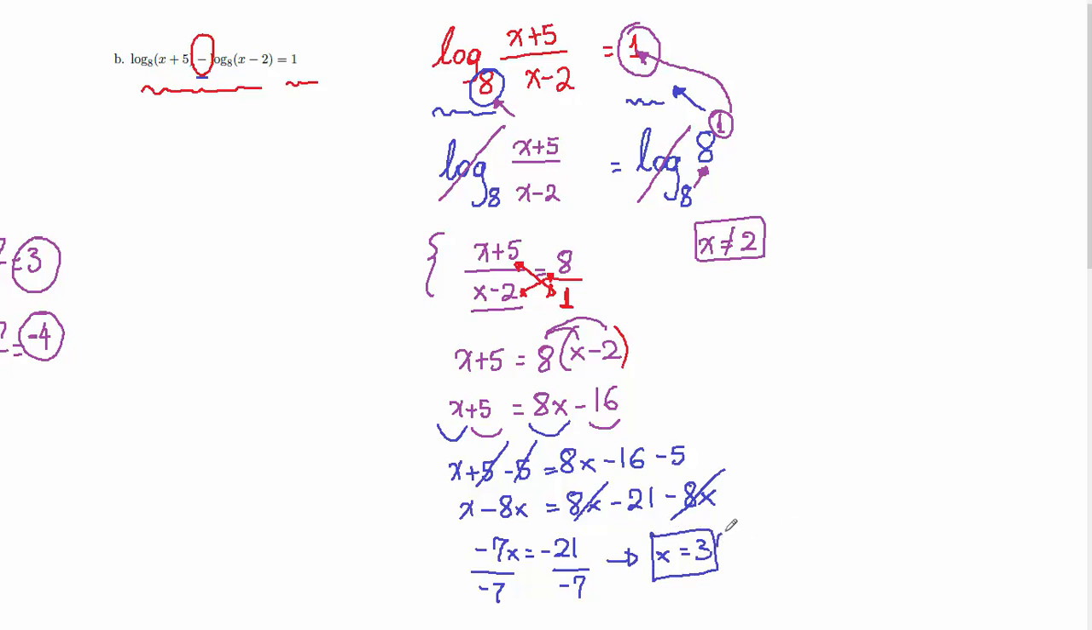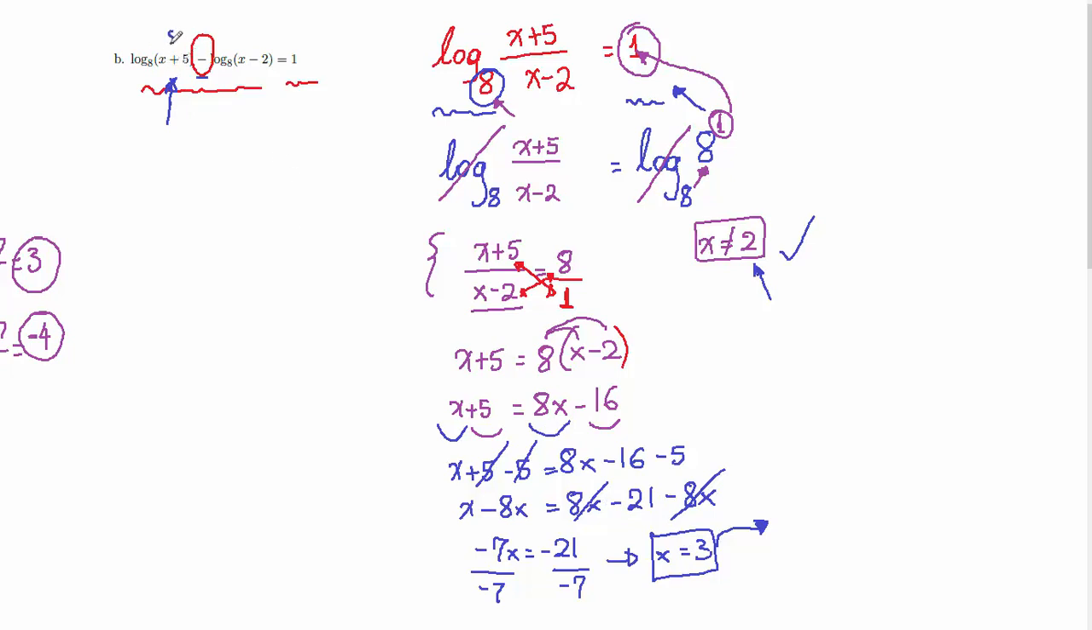Okay, so that's now a candidate. It's a possible solution for my equation, but I'm not done yet. This is not necessarily the solution. The first thing that I need to do is to check that x is different than 2. And since x is 3, which is different than 2, I'm fine. The next step is that I need to go to the initial equation, and I need to plug in the number 3 inside my logs.